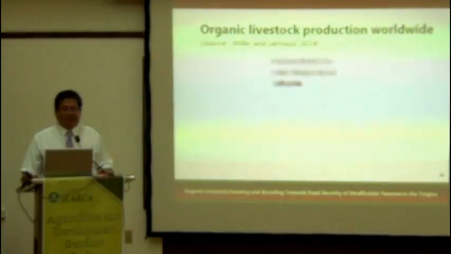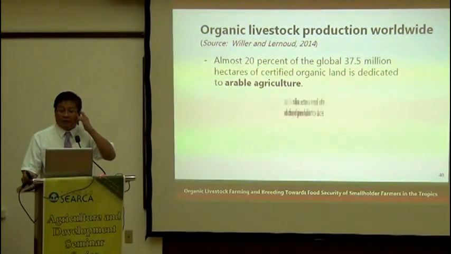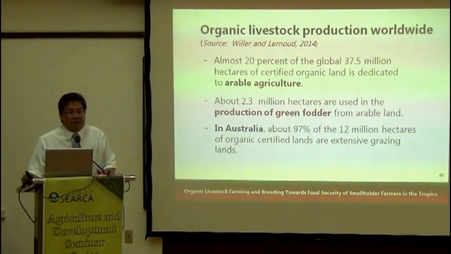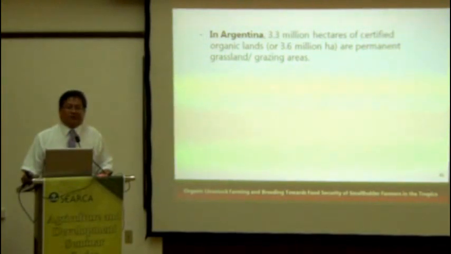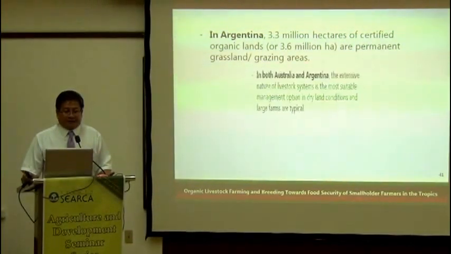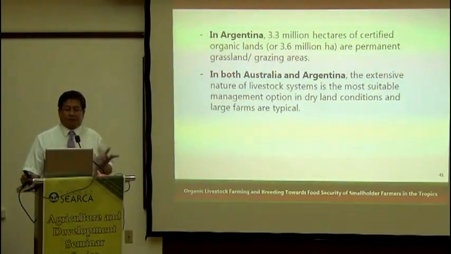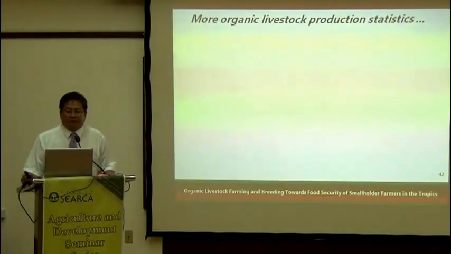Worldwide, almost 20% of the global hectares for certified organic land is dedicated to arable agriculture. About 2.3 million hectares of these are for the production of green fodder. In Australia, for example, almost all of which, 12 million hectares, are mainly extensive grazing lands. In Argentina, a little less, 3.3 million hectares, in permanent grassland or grazing areas. In both Australia and Argentina, the extensive nature of livestock systems is the most suitable management option, particularly in dry conditions. Large farms are typical. In contrast, we have small holdings, which also use arable lands, with a few exceptions.